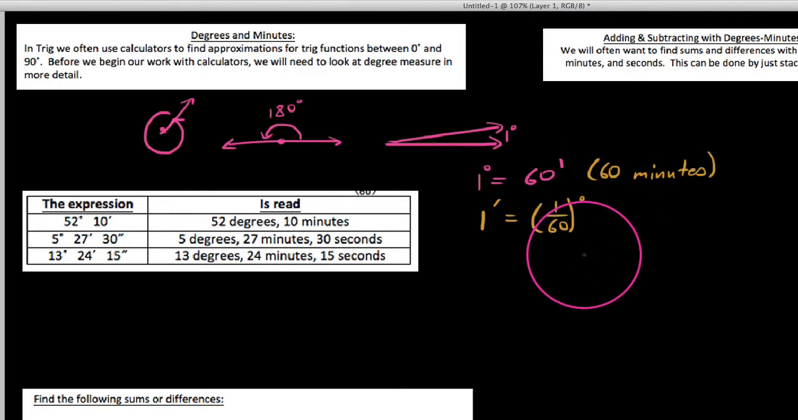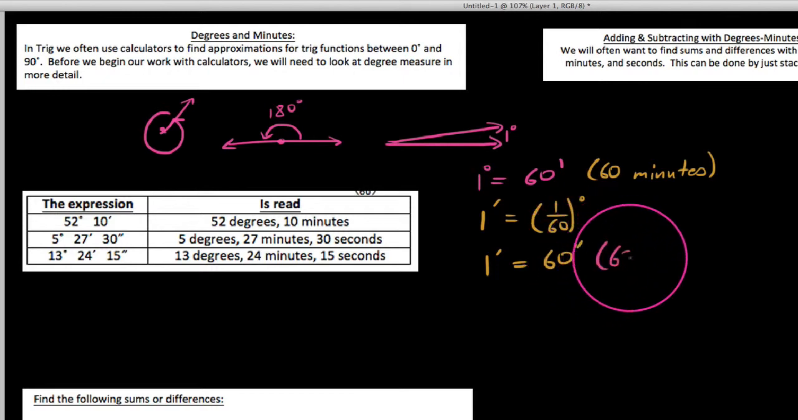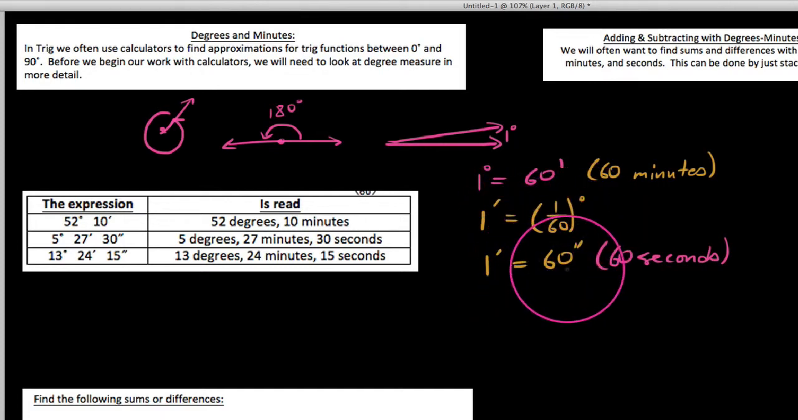Likewise, what if we were to now take this minute, which is a 60th of a degree, and split it up into 60 smaller sized parts? Then we could say 1 minute is equal to 60 seconds. Now this has nothing to do with time. It has to do with splitting up something into smaller sized parts.